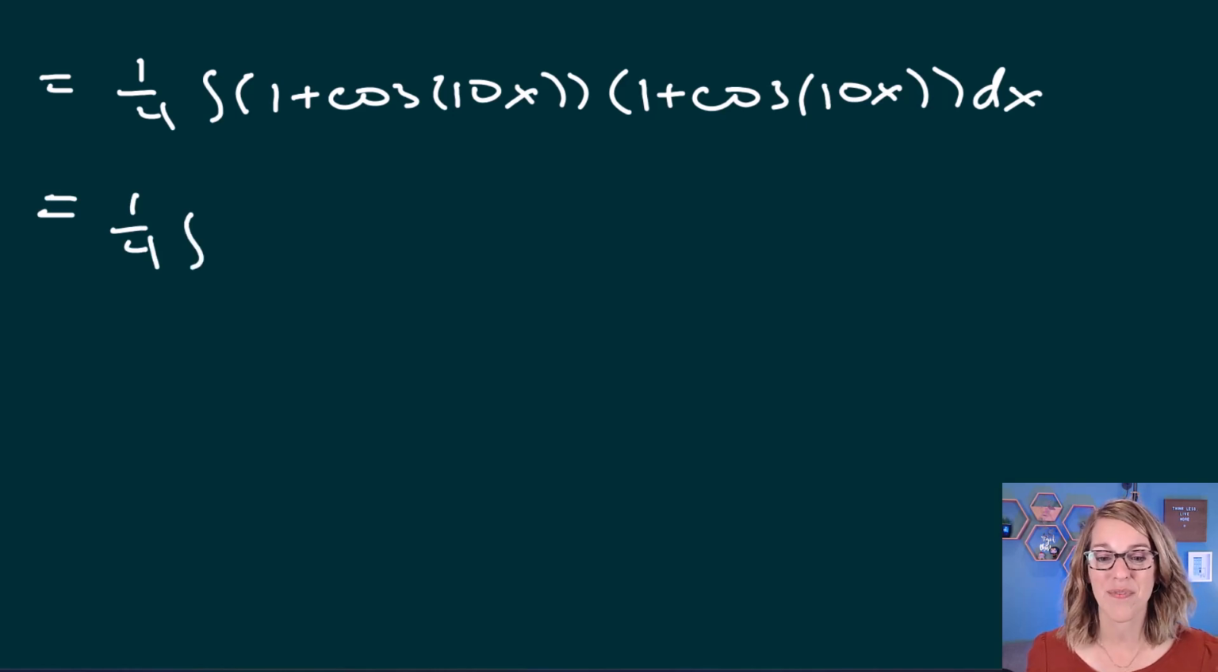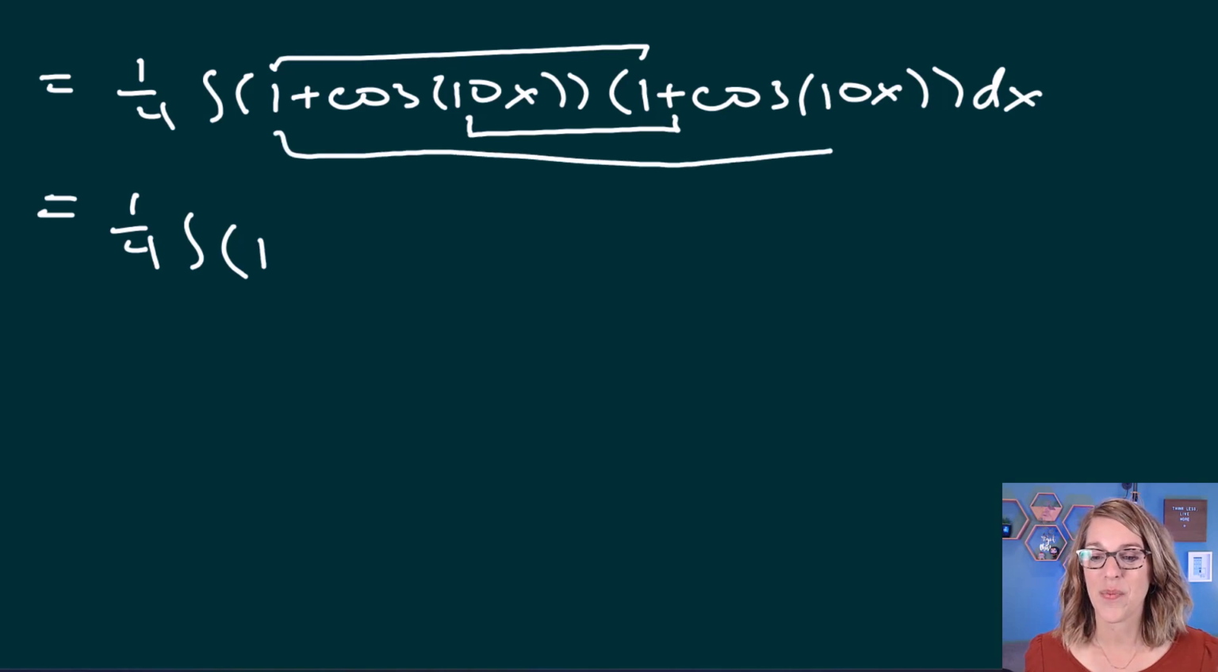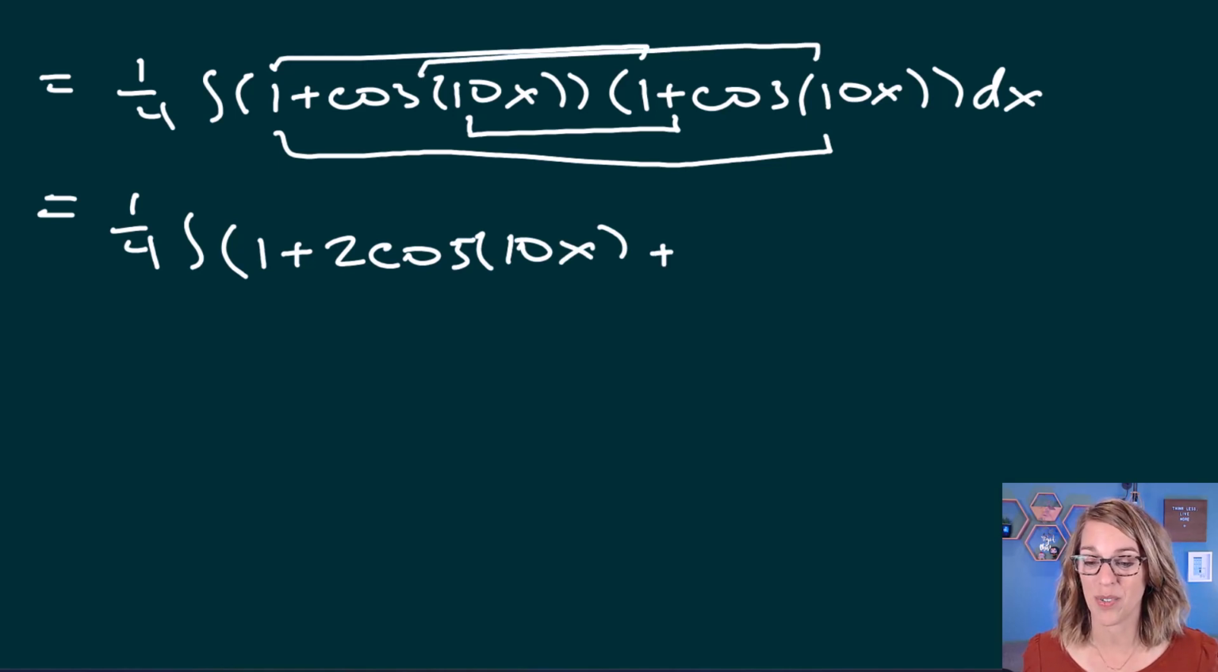Okay, so doing our FOIL, first is going to be 1 times 1. My inner is a 1 times cosine 10x. My outer is also a 1 times cosine 10x. That's going to be 2 of them, so plus 2 cosine 10x. And then on the end, cosine times cosine, so I get a cosine squared, so cosine squared of 10x. And this is all, of course, a dx.